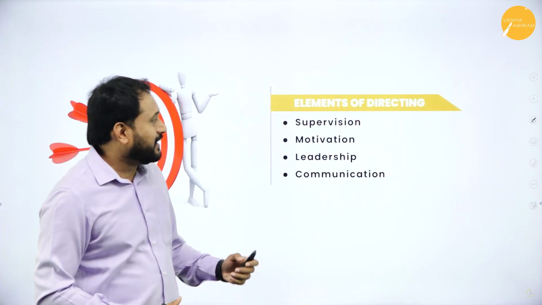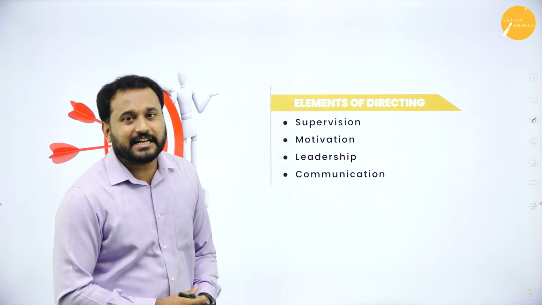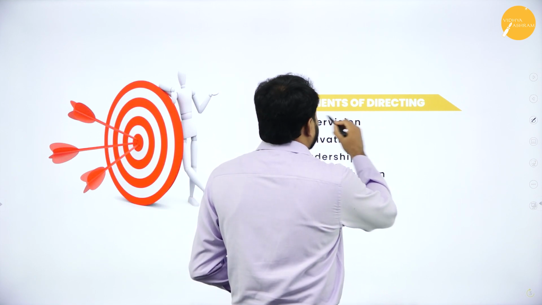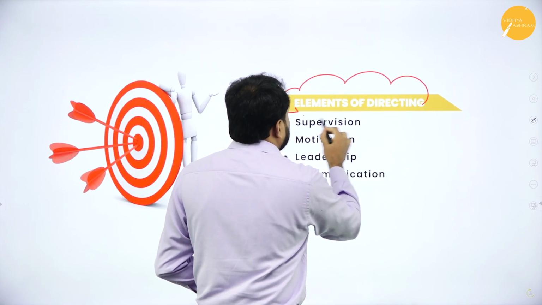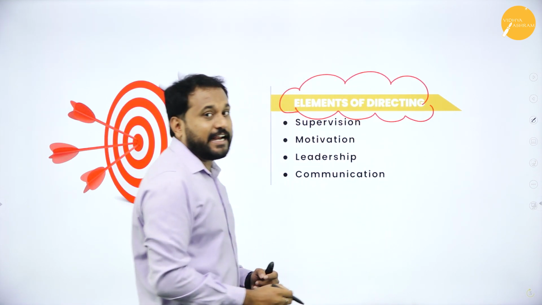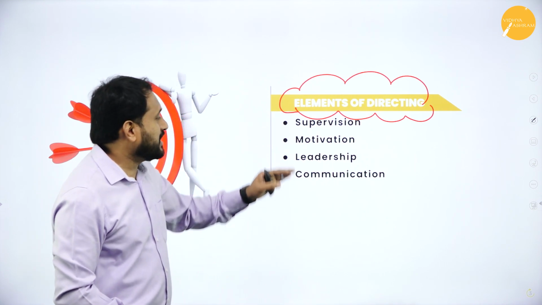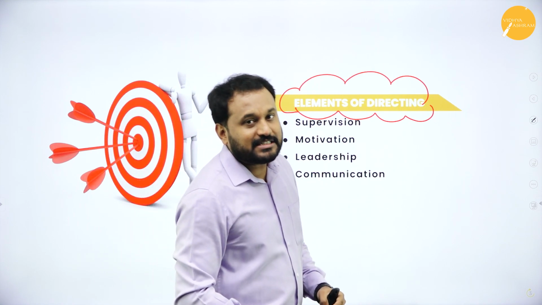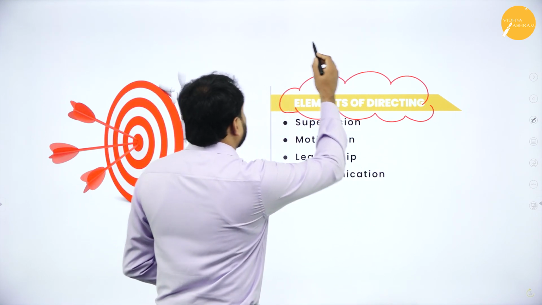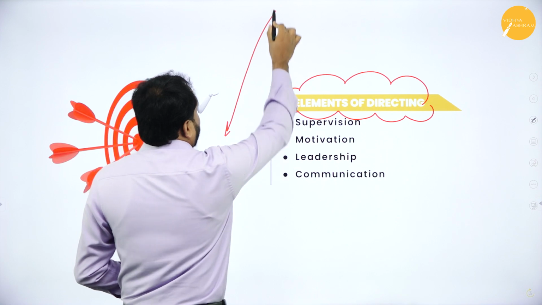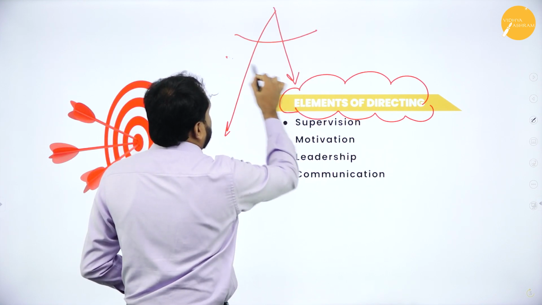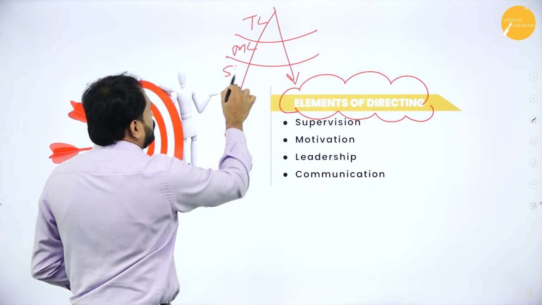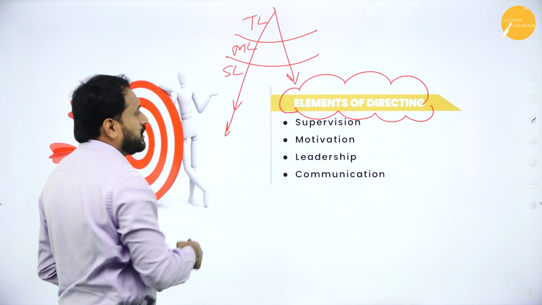Here you will understand the next topic, that is elements of directing. Please understand, this elements of directing is a 4-mark question and you are supposed to write these 4 points and explain them. The first thing here in directing, now I'll give you who will direct whom. Now if you go with this, you have top, middle, top level is there, middle level is there, supervisory level is there. Now it goes on to the next level.